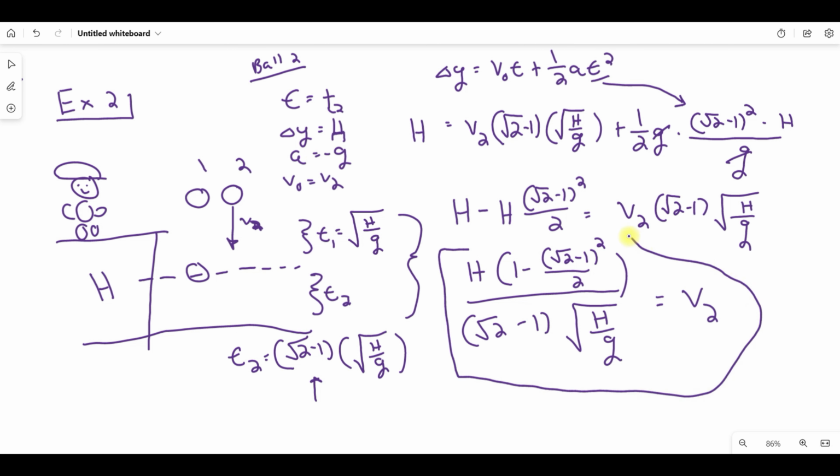Now, if the question just asked for v2, this would be totally enough to leave your answer. You don't have to simplify it anymore. If the question asks you to find some functional dependence between h and v2, then you would want to move the radical up just to get a clear relationship between h and v2. But this is how you do the problem. The key hard part here is figuring out what t2 is, with the t1, t2, t total approach. And that type of thinking is going to be what's needed in this class.